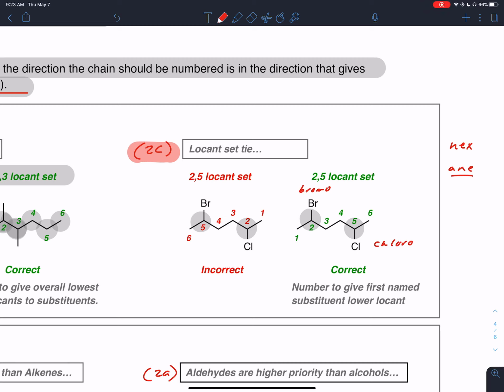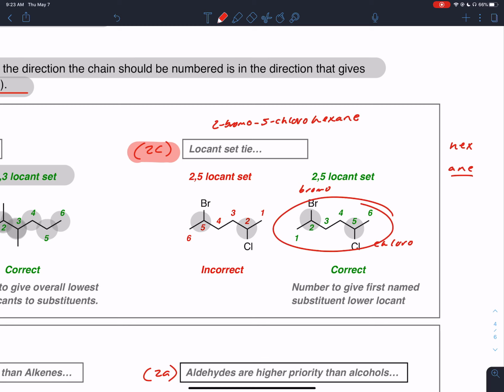Let's build it now. We have 2-bromo-5-chlorohexane. Let's move this over to give us some more room. That would be our name. And again, if there's that tie in locant set, it is the first named substituent that preferentially gets the lower locant, and we number in the direction to give that first named substituent the lower locant.